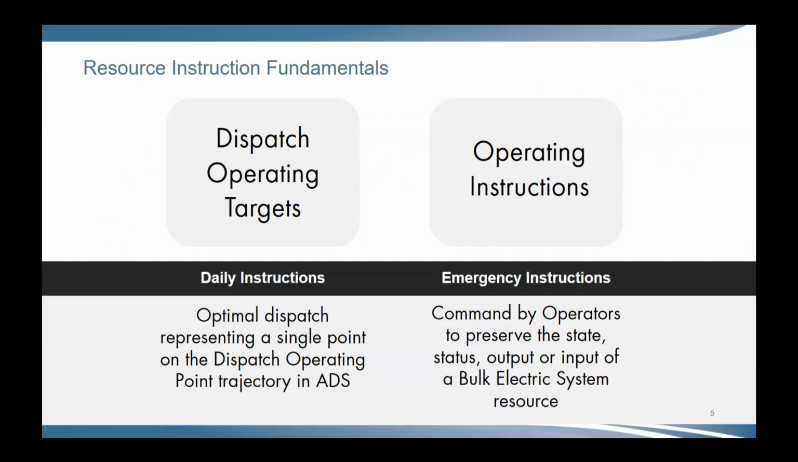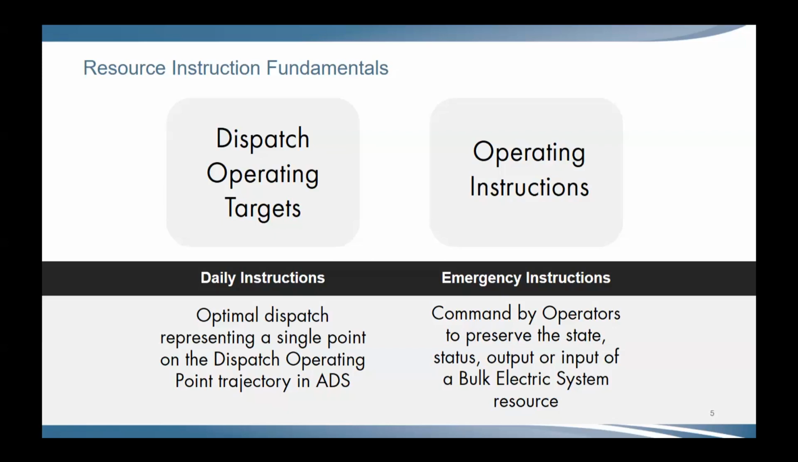So just to set some standards and foundations: what is the difference between dispatch operating targets, or DOTs as you hear them referred to, and operating instructions? Dispatch operating targets, or dispatch instructions, are the daily instructions that your resources are receiving. They're defined as optimal dispatch, representing a single point on a dispatch operating point trajectory, and that comes out in ADS. So that's your normal instructions being sent to your participating resources.